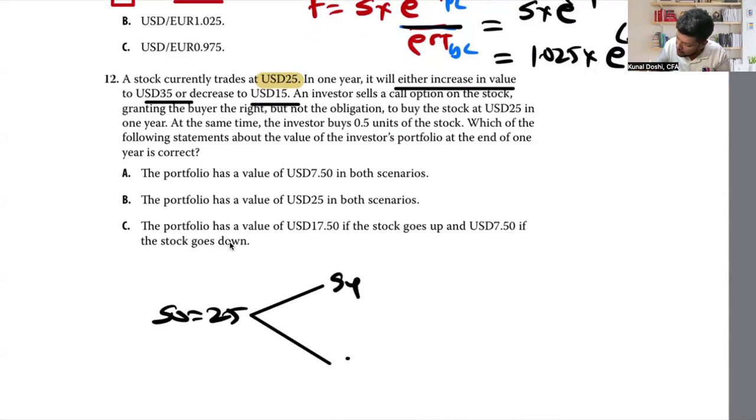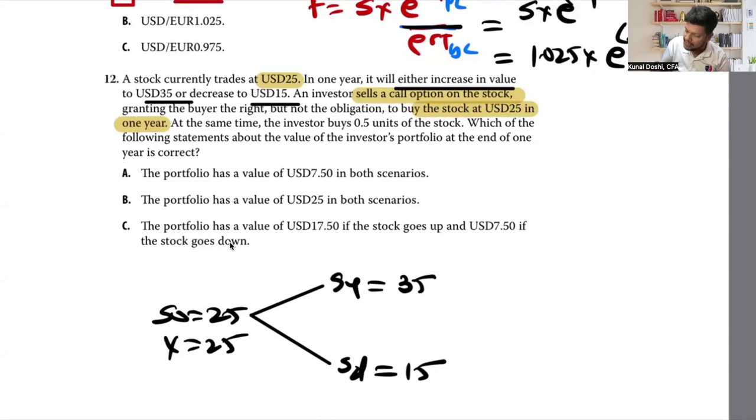If the stock goes up or if it goes down, I write S-U and S-D. If it goes up, it will be 35. If it goes down, it will be 15. Investor sells a call option, correct? Where he has an obligation to buy the stock at 25 in 1 year. So 25 is also my strike price. Now, sells a call option means he's short call. But you will always think from long because long has the right to exercise.